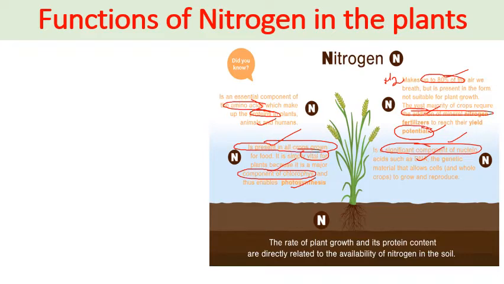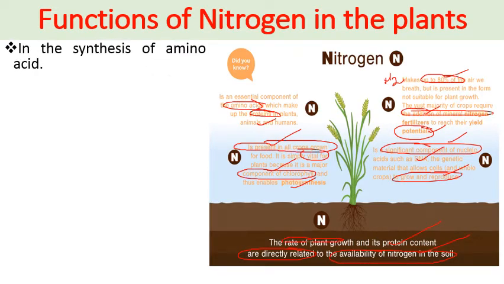DNA, as we know, is the blueprint of life and helps in reproduction and transfer of information from one generation to the next generation. Then finally, the rate of plant growth and its protein contents are directly related. So we can say that the more the amount of protein in the plant, the higher the rate of plant growth. Plant growth is greater when the amount of protein is higher, and this depends on the availability of nitrogen in the soil. So protein content depends upon the nitrogen availability in the soil.